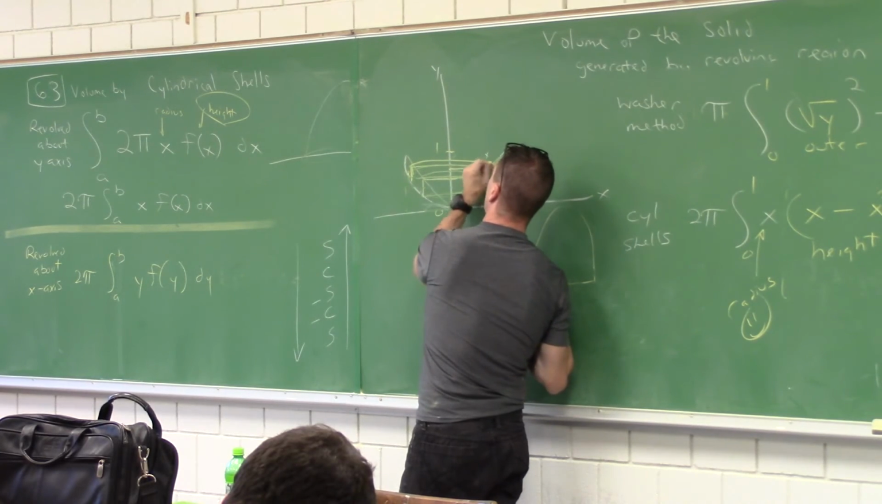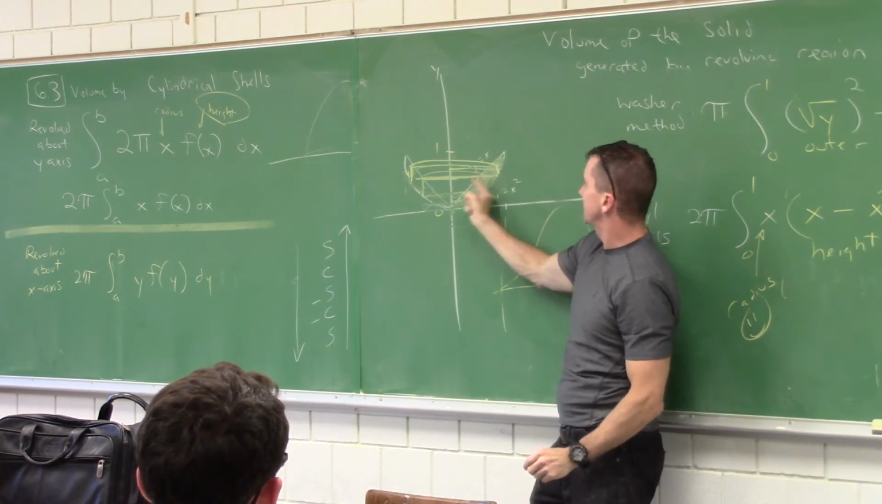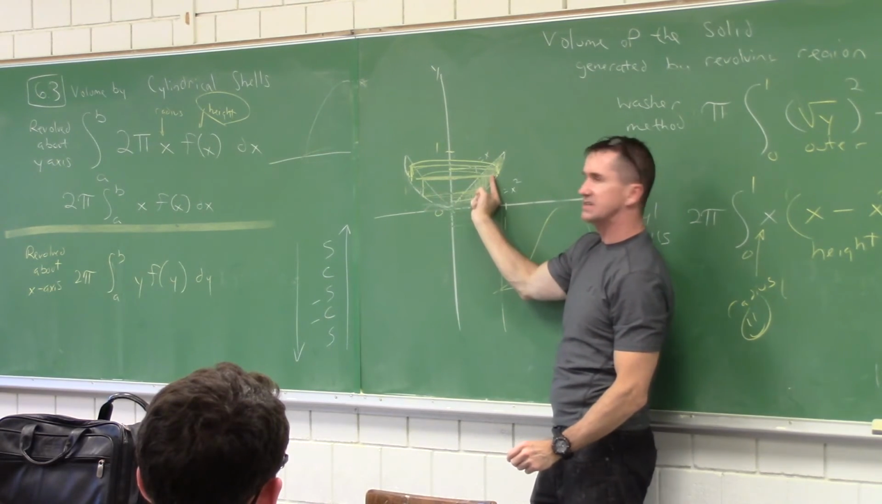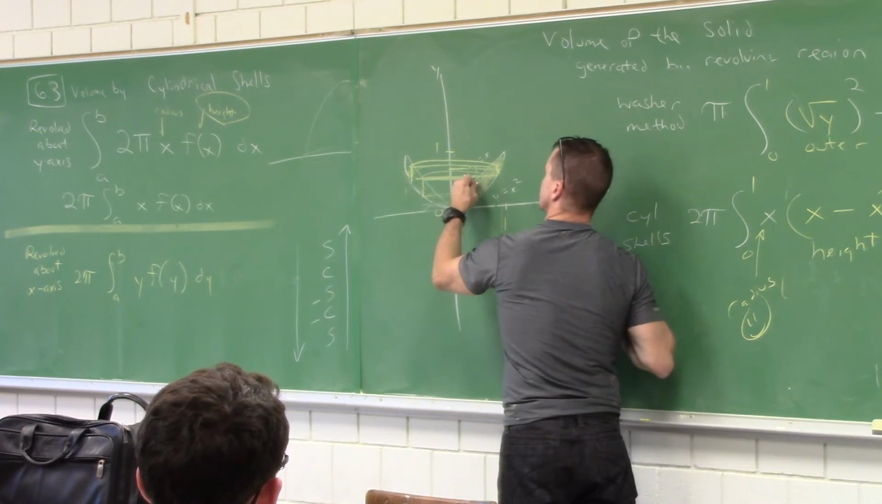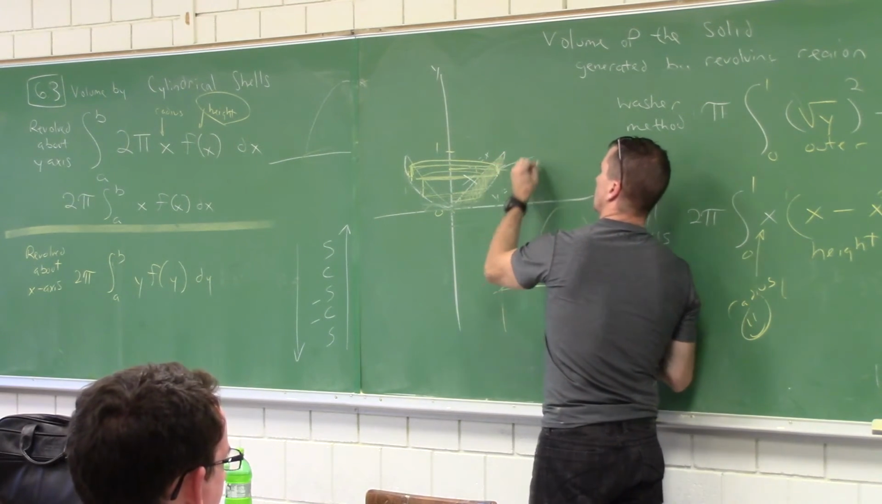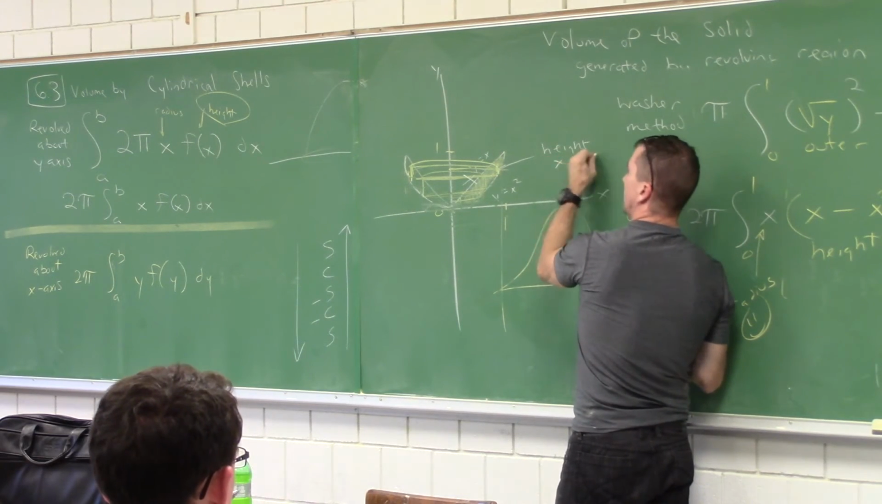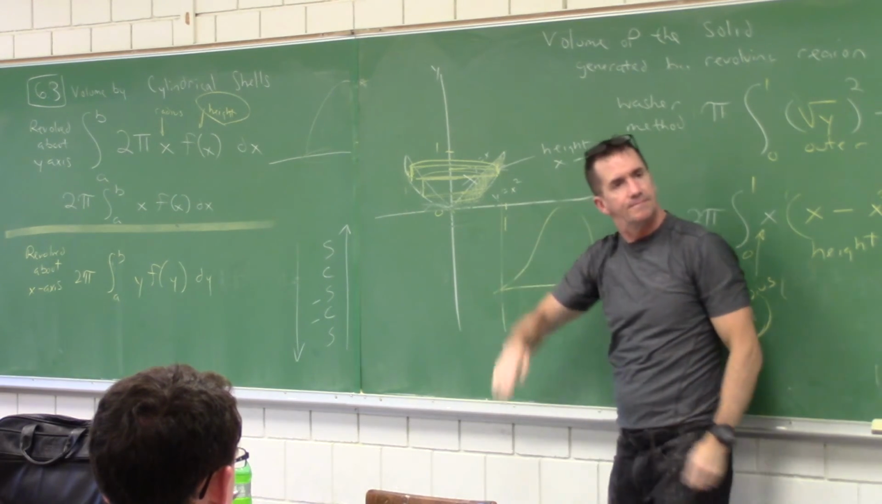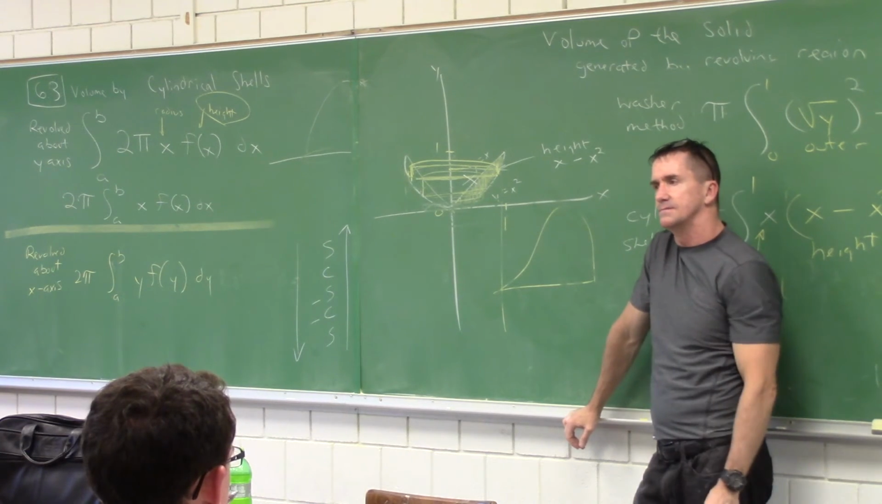Just give them another shell. I wanted you to see that, but I don't want to get too sloppy. That's the height, the difference between them. The radius is just the distance x. I just want to label it, and this is just an x. But that height right there was x minus x squared, top minus bottom. Cool. Any questions on that?